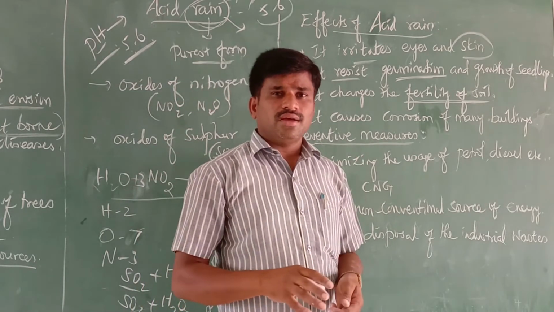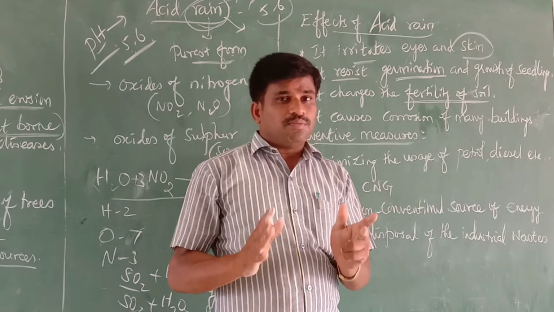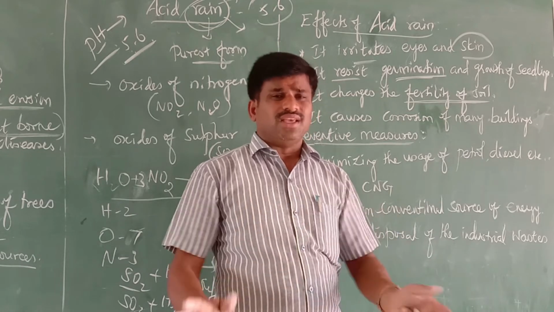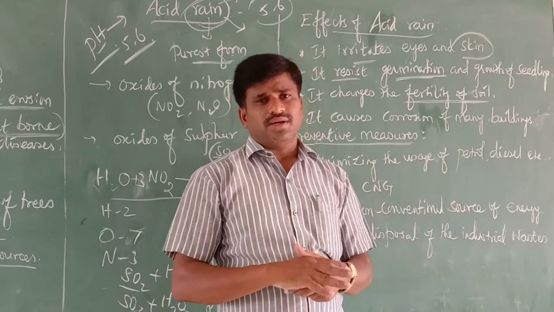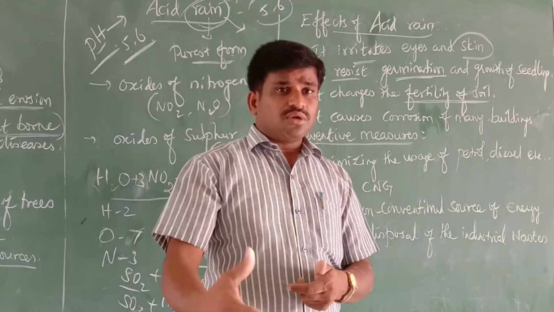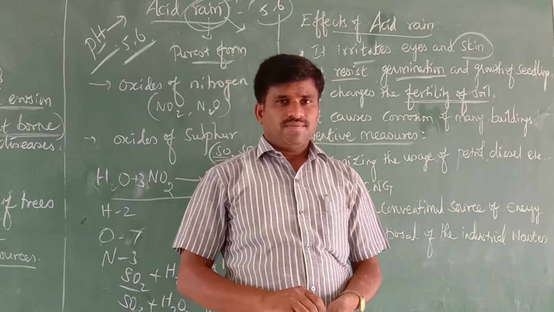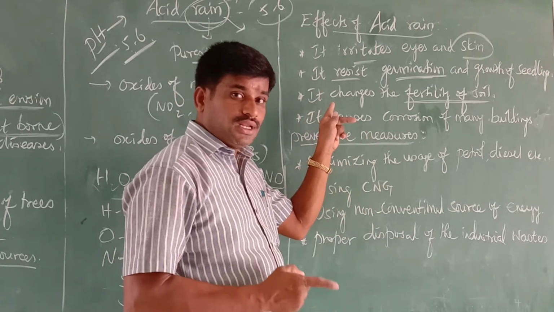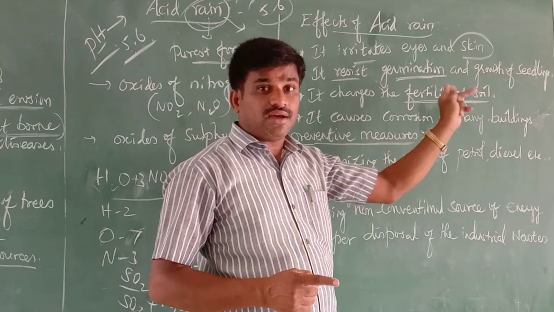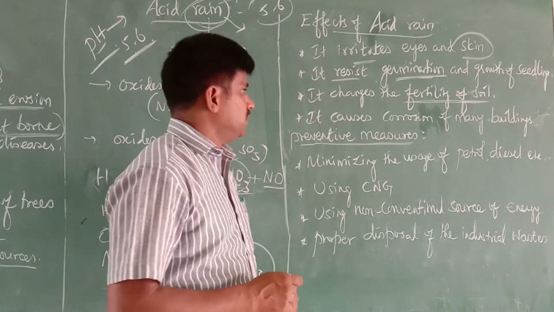When the soil is in good condition, that is, fertile, there is a chance of germination and planting, and farming will happen. If the fertility is not good, we cannot cultivate any crops, right? So acid rain reduces the fertility of the soil.